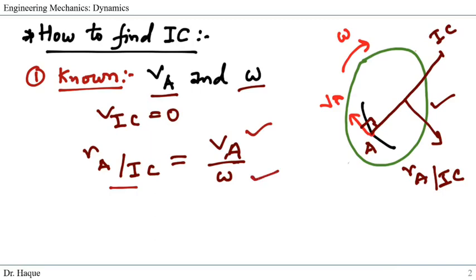Because we know VA and omega, we can find the RAIC. That will be the position of IC from velocity VA. One thing we have to notice is that the location of IC will always be on the right side of the velocity VA, because the angular velocity omega must cause a clockwise angular velocity.